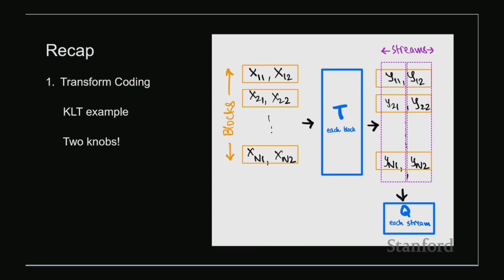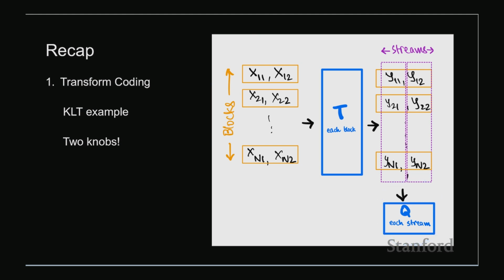So first, a quick recap. Last time, the first thing we saw was transform coding. We delved a little bit deeper into the idea of transform coding. We did the KLT example. And one of the main things I want you to remember is the two knobs you had to play with in transform coding. One was, what's the block size for your transform? And the second was, how much do you quantize each transform stream?